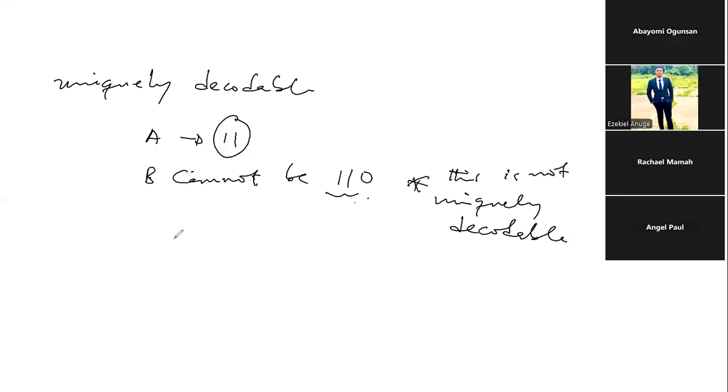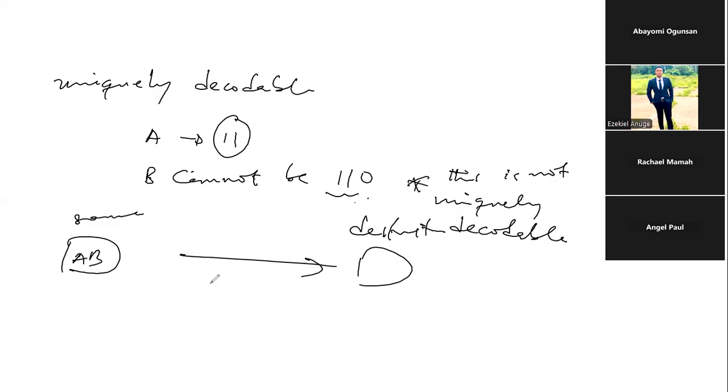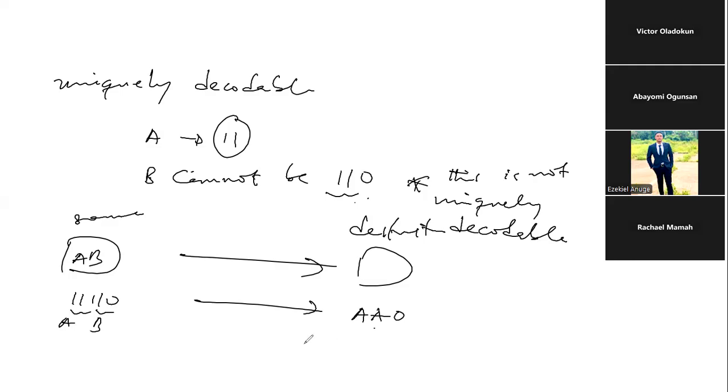Okay. So now let's assume I want to transmit AB from my source. This is my source. This is my destination. So I want to transmit AB, and this is supposed to come here. So this is going to see 1, 1, 1, 1, 0, right? So when we get here, how are we going to know what this is? It may tell me this is A, B, or it could tell me A, A, 0. Whereas this is supposed to be AB. Do you know why? Because A is a prefix of B. So hence, it is not uniquely decodable.